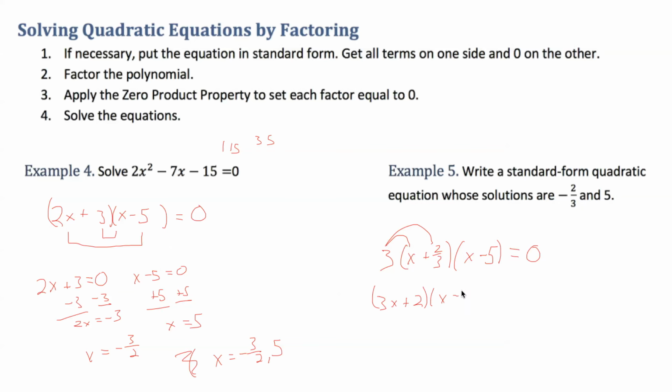And that's still multiplied by x minus 5. And now we can multiply this out. 3x times x is 3x squared. 3x times negative 5 is negative 15x. 2 times x is 2x. And 2 times negative 5 is negative 10. We're saying that equals 0. We got a couple like terms here we can add together, and our answer is 3x squared minus 13x minus 10 is equal to 0.